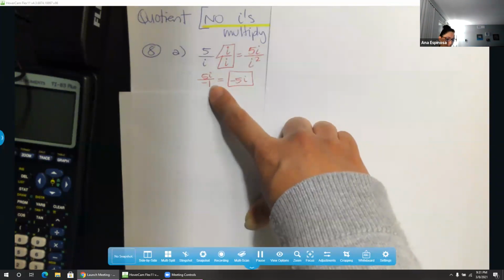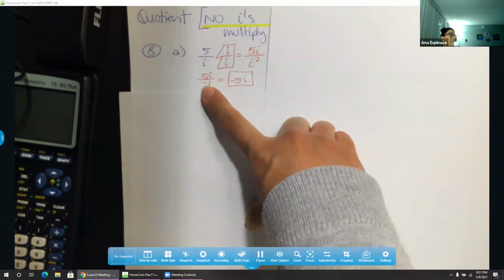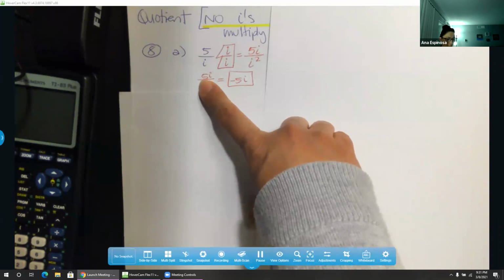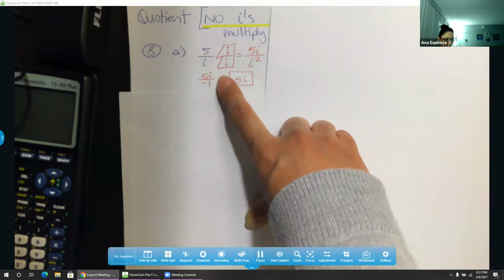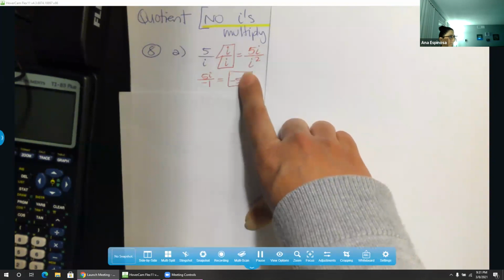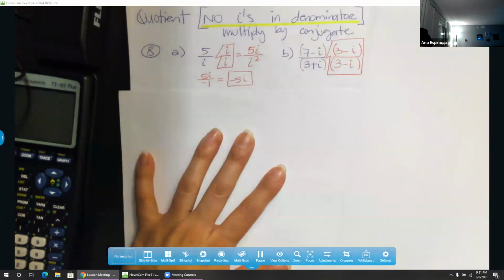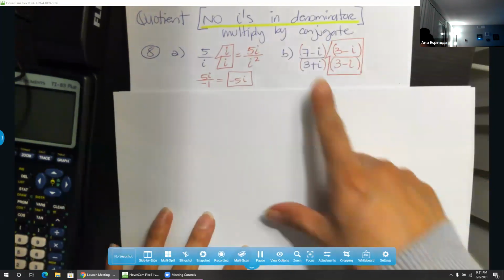So i squared is a -1. You then have this negative. So that moves up when you divide anything by a negative. It just basically becomes a negative of that. So -5i would be the final answer for this. That's it.